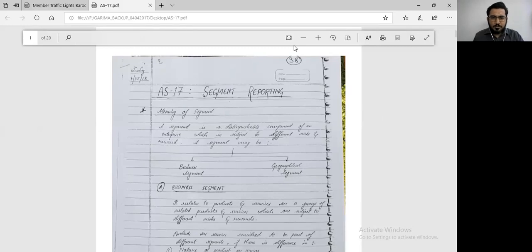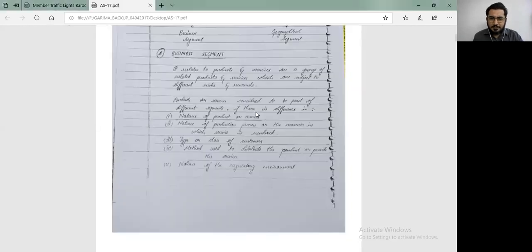Let's begin with your doubts. Please post your doubts. If there are no doubts, we proceed with the next part of AS-17.